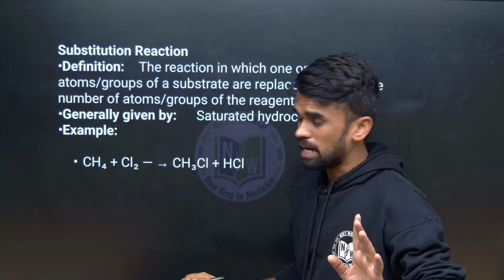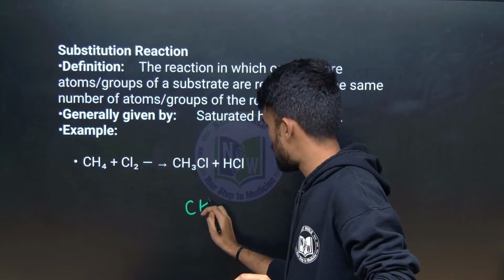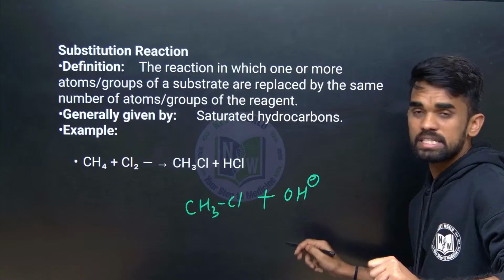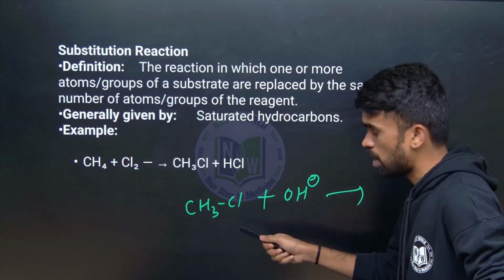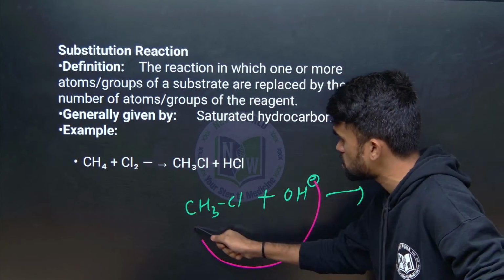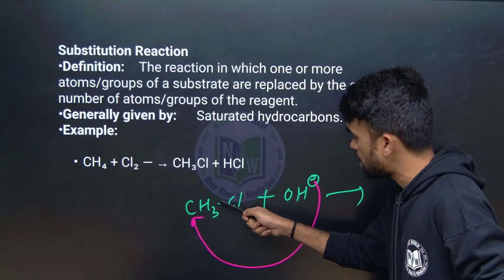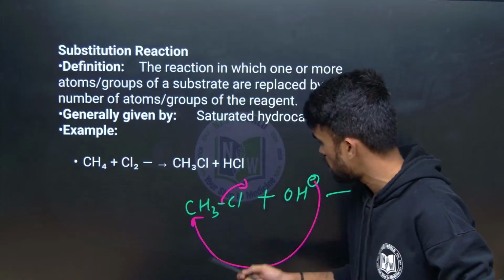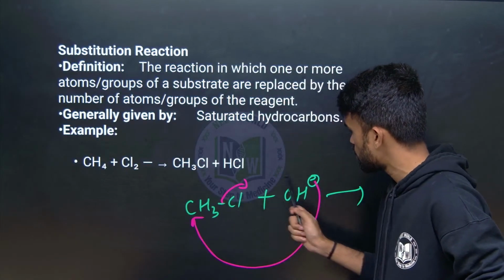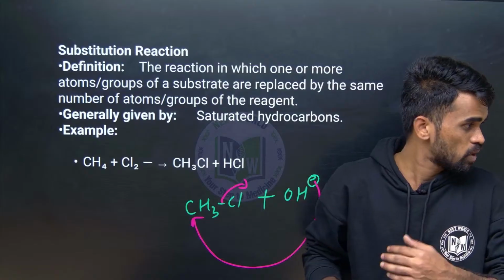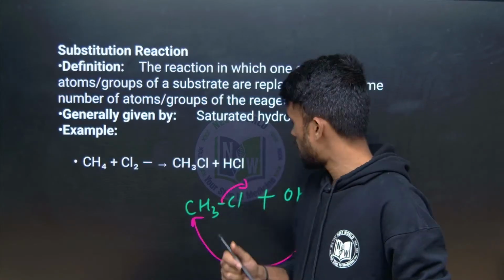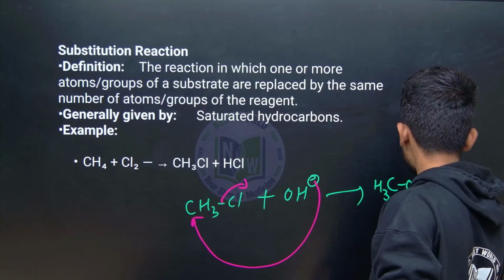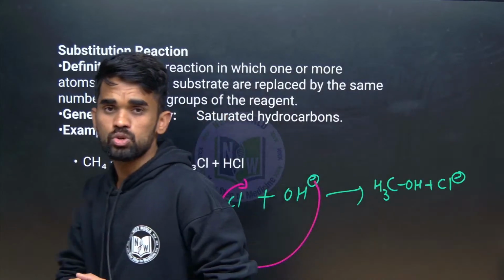So that is what happens in the substitution reaction. In the beginning I told you, using this methyl chloride, methyl chloride upon treating with NaOH, I just wanted to introduce this OH minus onto this carbon and I wanted to remove this chlorine. So this is replacement only, this is substitution only. So we are replacing this chlorine with this OH minus. So finally what will we get? CH3OH plus Cl minus. So this is the substitution reaction.